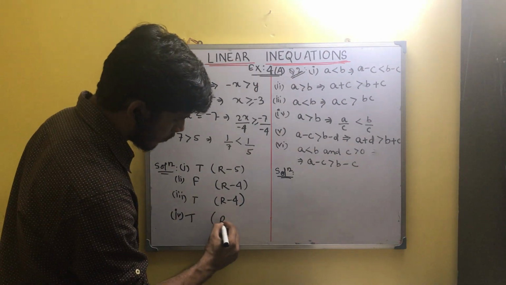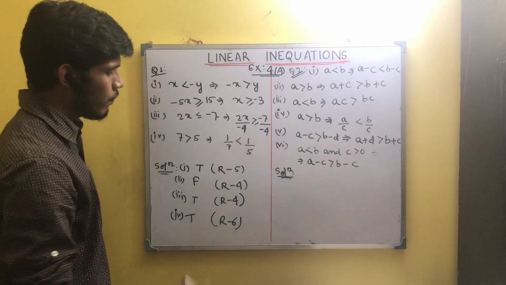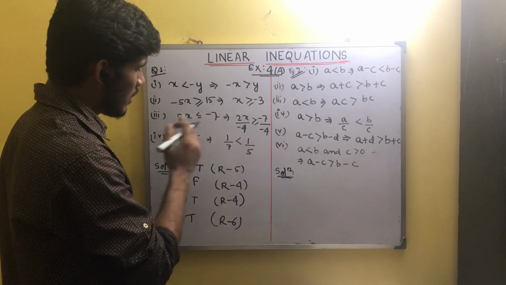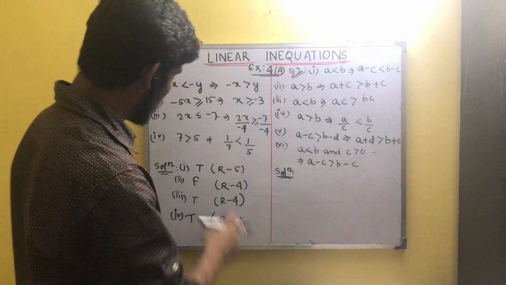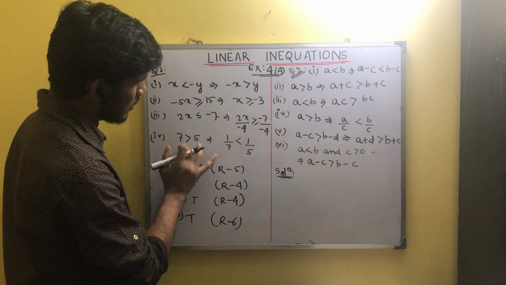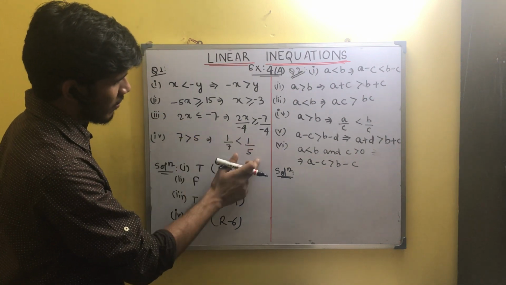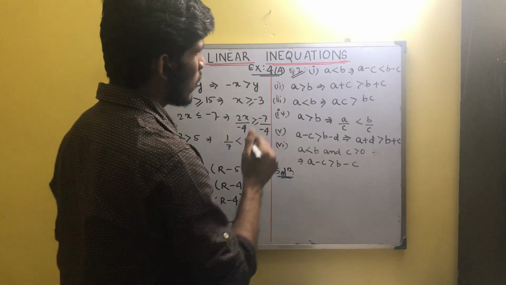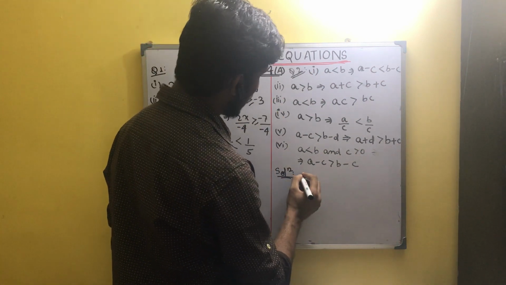Why true? This is as per rule number 6, that is if we take the reciprocal of the elements on both sides, the sign of inequality will reverse itself. Since it was 7 greater than 5, if we take the reciprocal of both these elements, that is 1 by 7 and 1 by 5, the sign of inequality will reverse itself. So that is true. Now coming on to this second part.